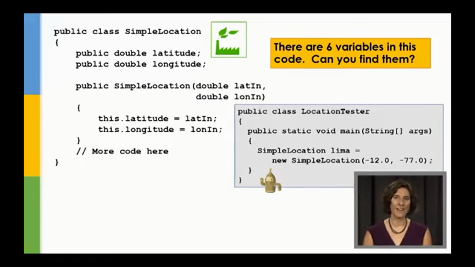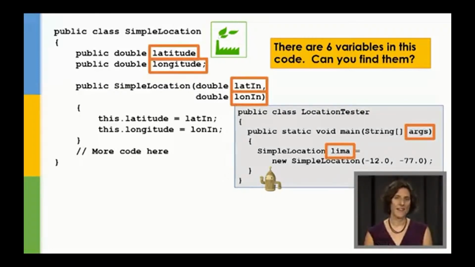If you didn't, don't worry about it. Here's the 6 variables that I found in this code. Now, you may have also identified that keyword this as a variable. It's not quite a variable. It behaves a little bit like a variable. We'll talk more about that later as we add in scope into our memory models. But here are those 6 variables.